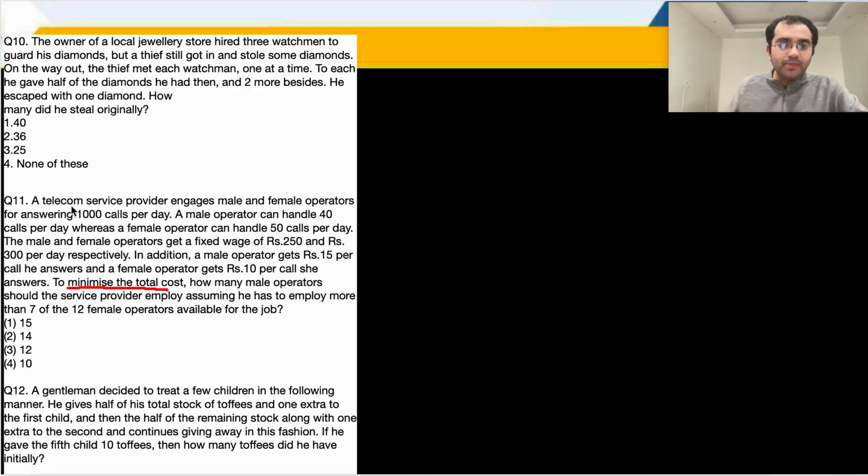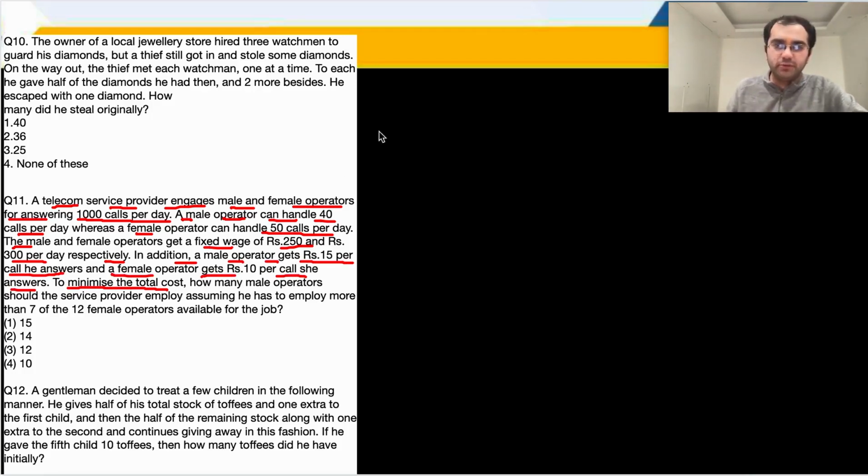So a telecom service provider engages male and female operators for answering 1000 calls per day. A male operator can handle 40 calls per day. Female can handle 50 calls per day. Male and female operators get a fixed wage of 250 and 300 per day. Everything is per day. In addition, so what kind of cost is there? There's a fixed wage. In addition, the male operator gets rupees 15 per call that he answers, and female operator gets rupees 10 per call that she answers.